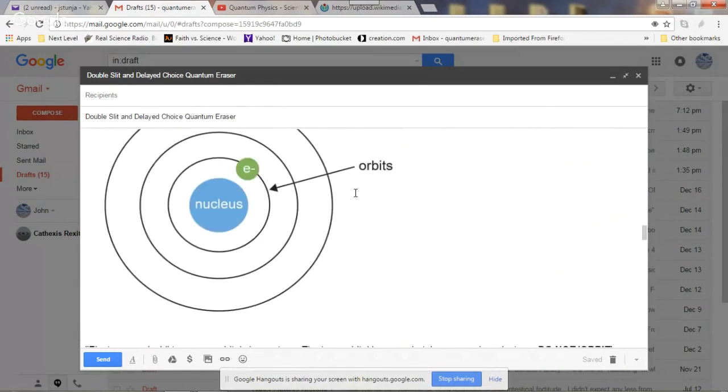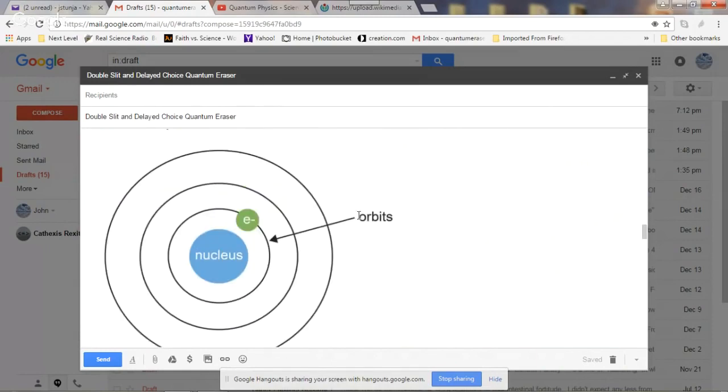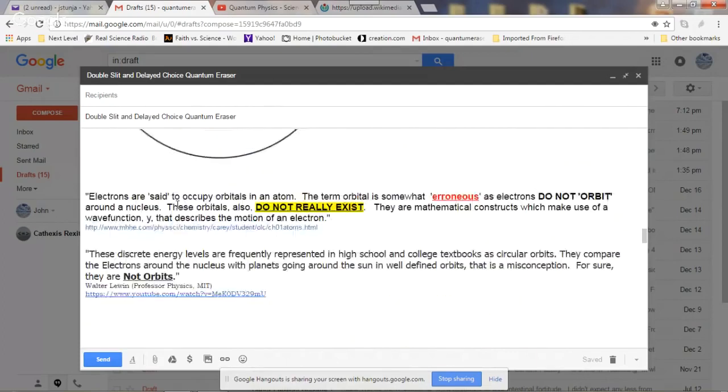Now, disregard completely orbits. These are not orbits. Electrons do not rotate around any nucleus. Okay, if you're unsure about that, I have a couple of citations. I think the misconception is they're just using it as a type of explanation or visual as to what may be happening, but people get confused.